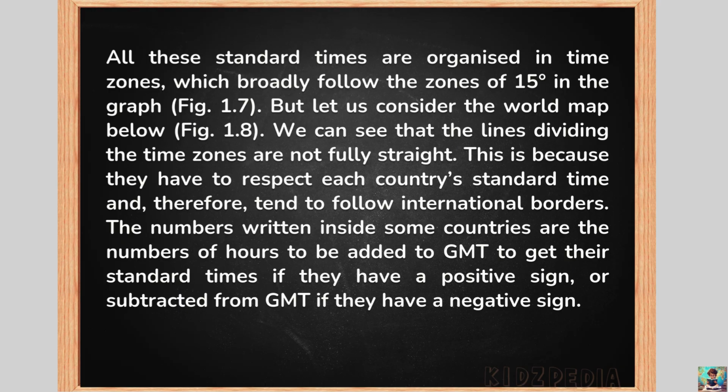This is because they have to respect each country's standard time and therefore tend to follow international borders. The numbers written inside some countries are the numbers of hours to be added to GMT to get their standard times if they have a positive sign, or subtracted from GMT if they have a negative sign.